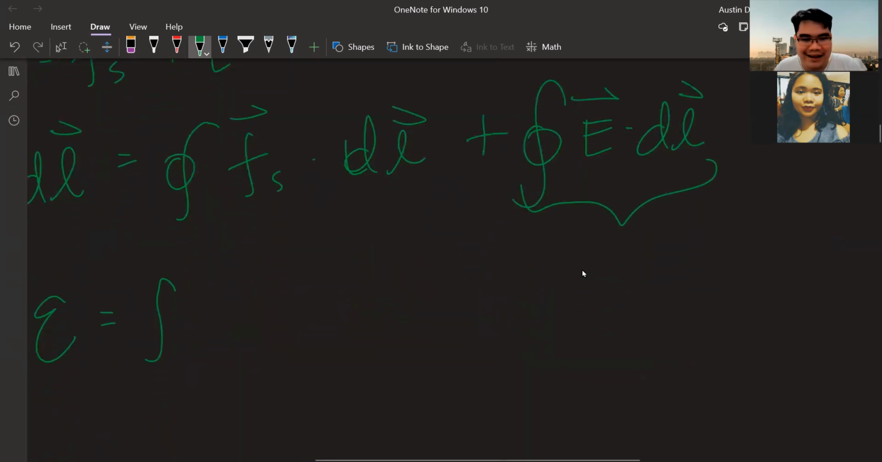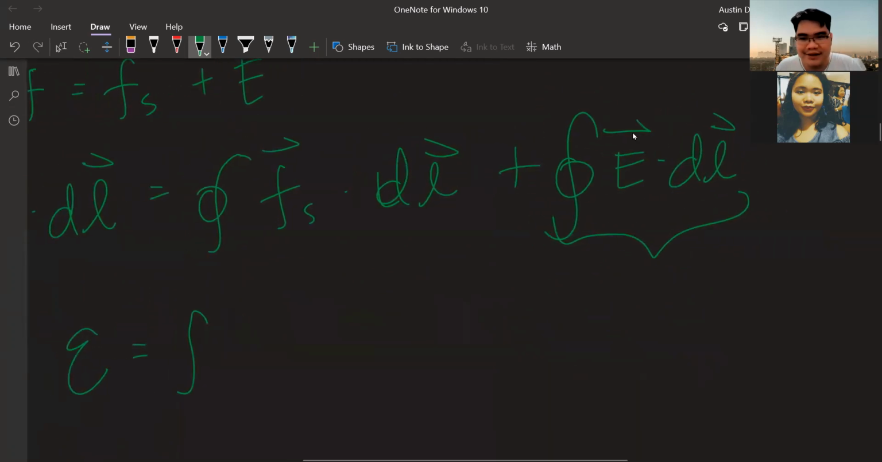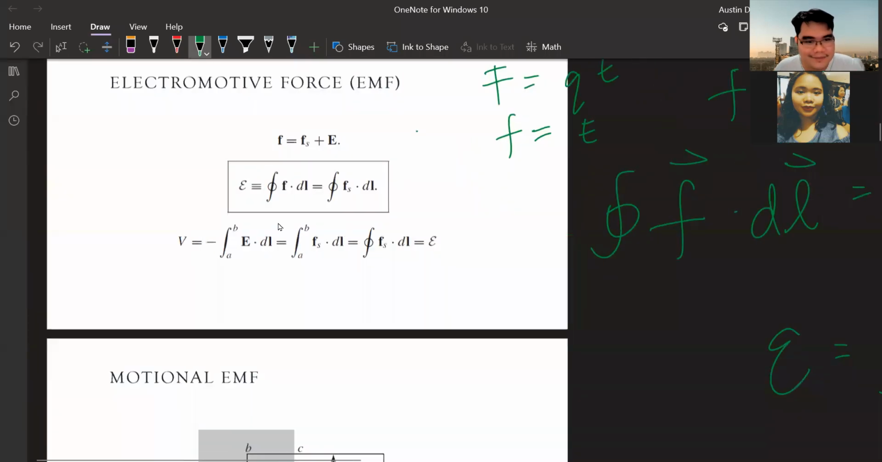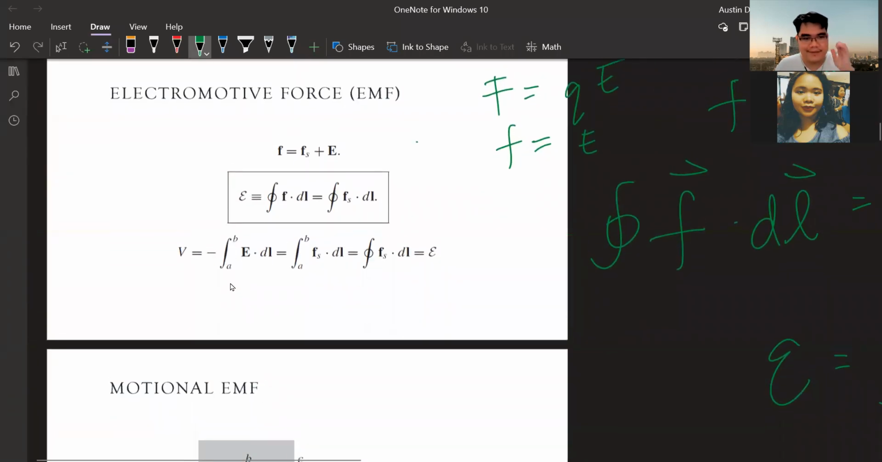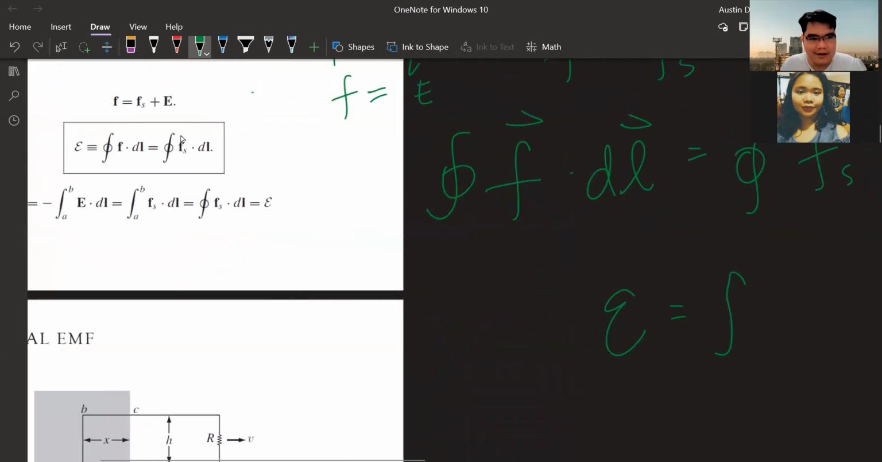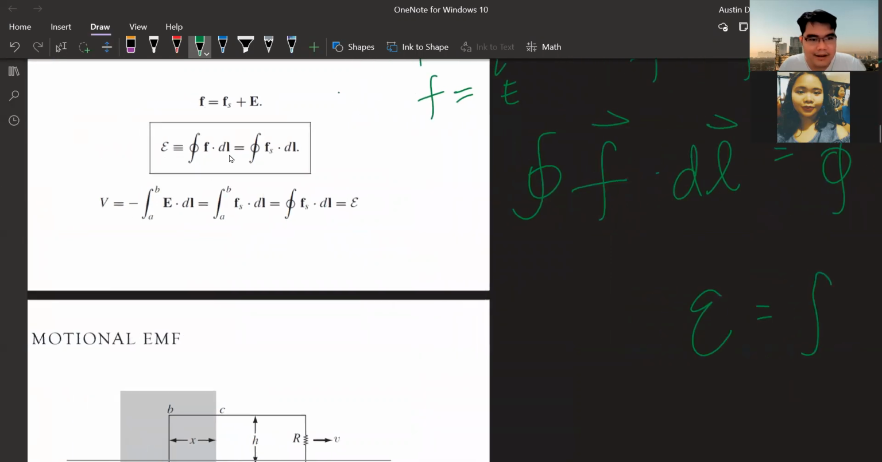Magagamit pa 'tong bagay na ito. So, remember that this is just for electrostatic fields. Dali lang, di ba? So, ayan yung electromotive force mo.